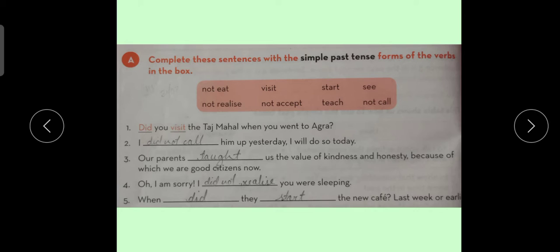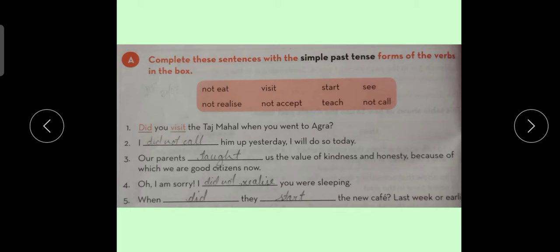That's what they have done here. They have used did, which is asking the question, and they have used the first form of the verb visit to fill the second blank. Did you visit the Taj Mahal when you went to Agra? Now we will move on to the second sentence. I did not call him up yesterday. I will do so today. Here, did not and the first form of the verb are used because the sentence belongs to negative form.